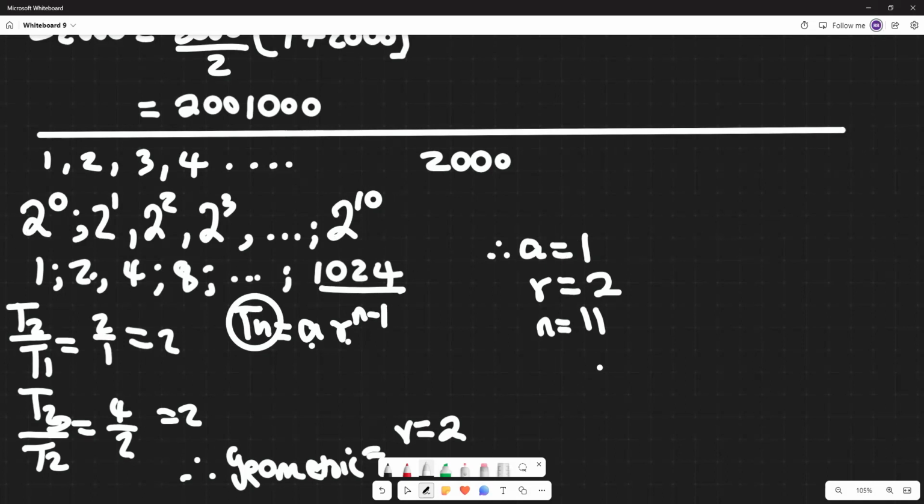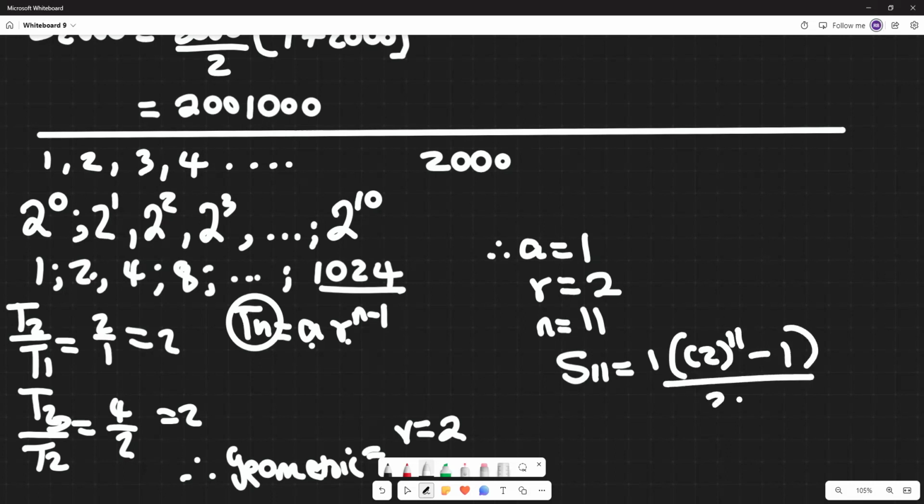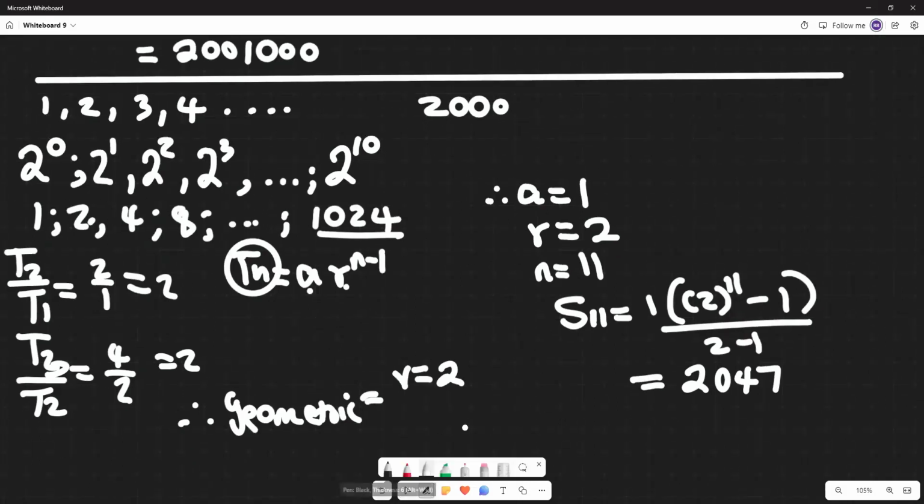Then we're going to do the sum of 11 terms for a geometric pattern. Remember, Sn is A times (r to the power n minus 1) over (r minus 1). Our A is 1, then it's 2 to the power 11 minus 1 over 2 minus 1. Let's check what this gives us. I made a mistake with the calculation there. This gives us 2047.